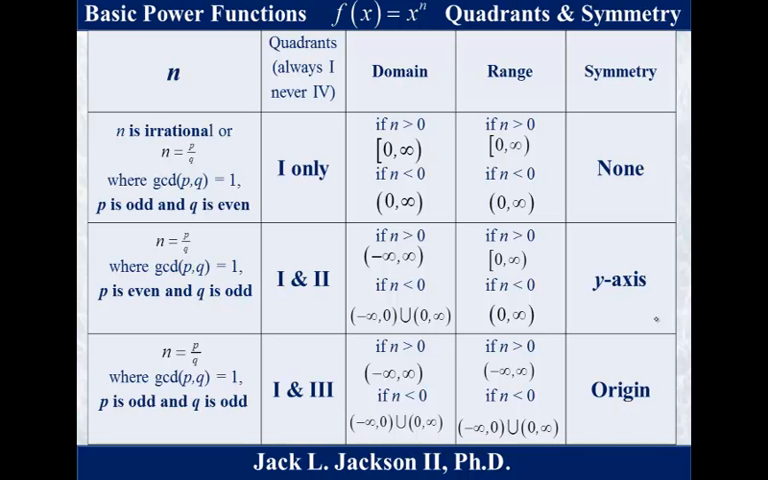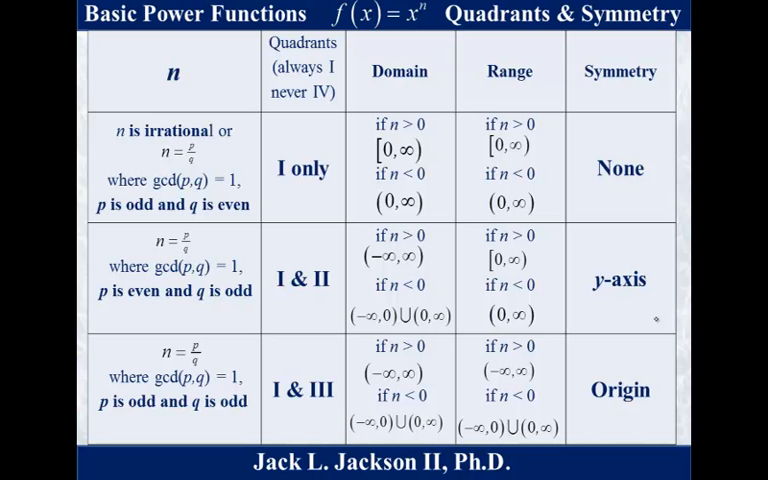Now, if we have an even over an odd power, where it's a rational power, but it's even over odd when you reduce it, then that's quadrant 1, of course, but it's also quadrant 2. If you take a negative to an even power, you get a positive, and then you take an odd root of that, it's still positive. So, for example, that includes negative 1, 1, as well as 1, 1. And so that's going to include quadrants 1 and 2, and the part in quadrant 2 is a reflection of the part in quadrant 1 over the y-axis. So the graph will have y-axis symmetry.